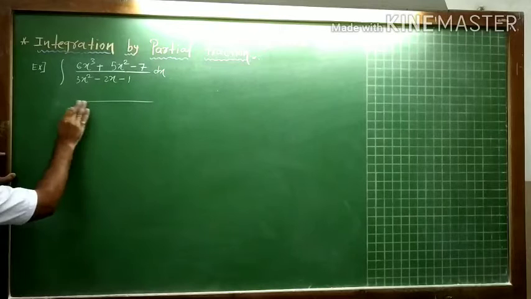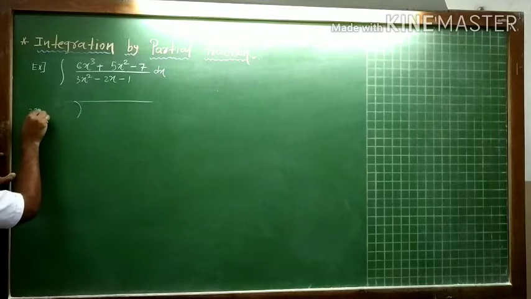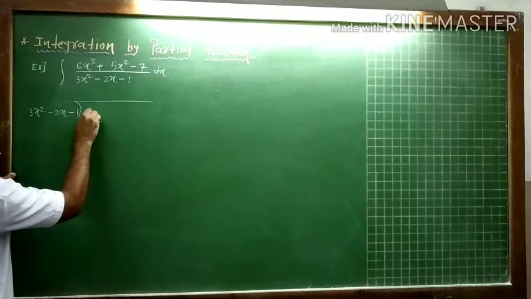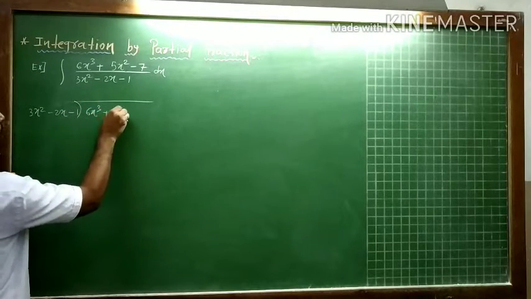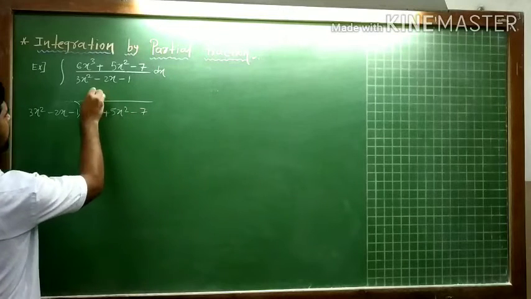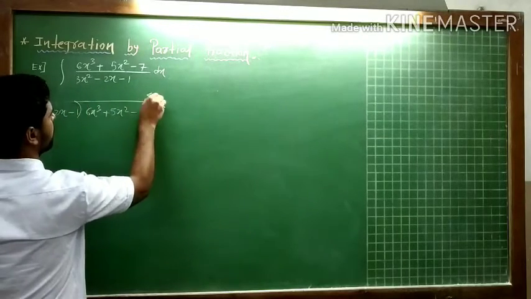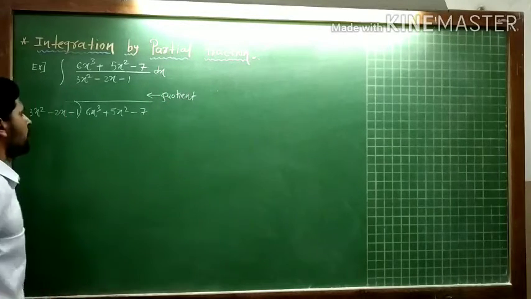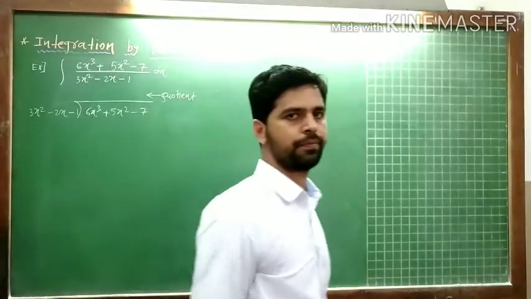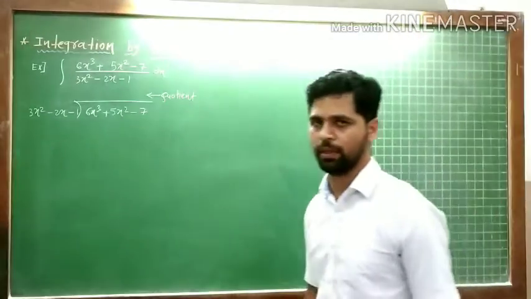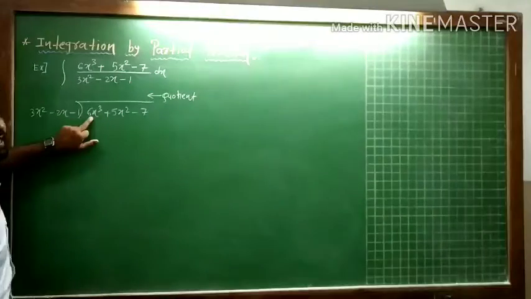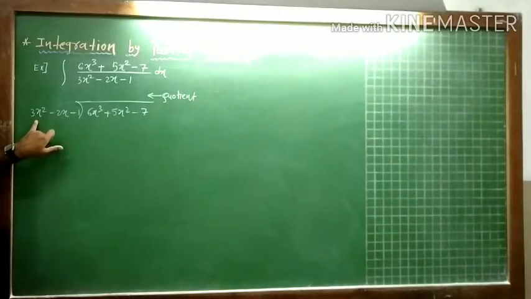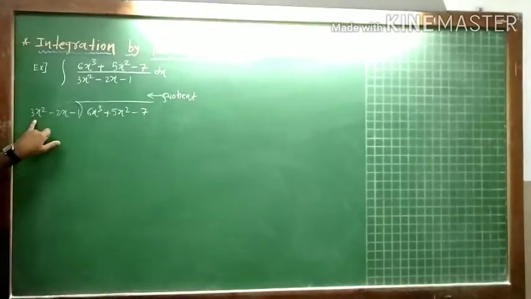So what do I do here? Here I put my divisor. Okay, and I write here 6x cubed plus 5x square minus 7, and here I will write my quotient. Okay, so how to divide polynomial by polynomial? See, what is the first term here? 6x cube, right? First one is 6x cube. How will I get 6x cube from this 3x square, right?